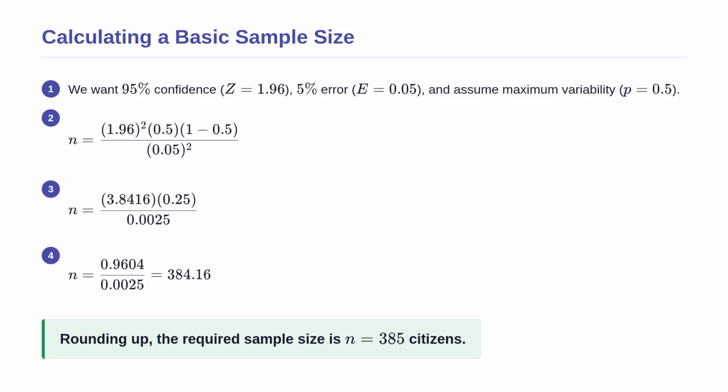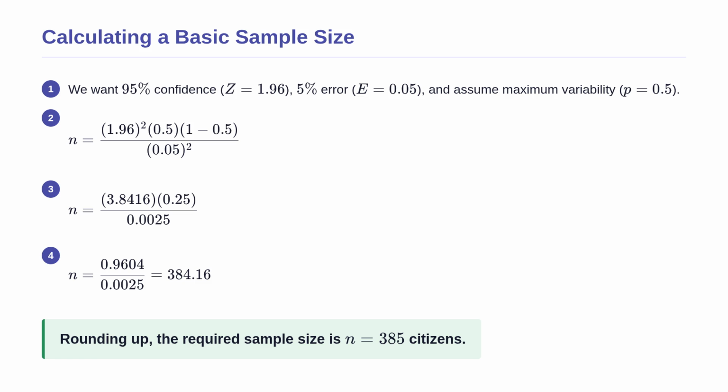Let us see this formula in action with a concrete example. Imagine you want to know the percentage of citizens in a massive city who support a new law. You want to be 95% confident, which gives a z-score of 1.96. You want a 5% margin of error, so e is 0.05. Assuming maximum variability, p is 0.5.